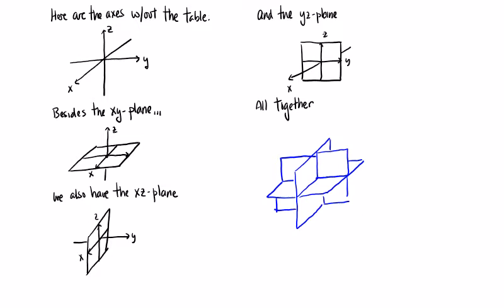Now, a little note here: these planes go on and on forever. They go up and down forever, left and right forever. They extend outwards into space. So these together divide space into 8 subsets. These subsets have a name. These are the 8 octants.